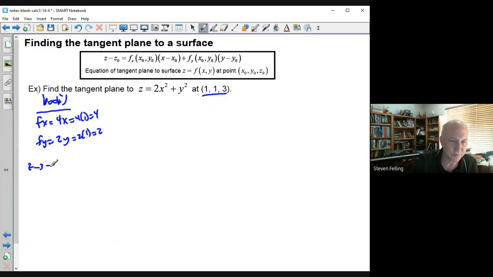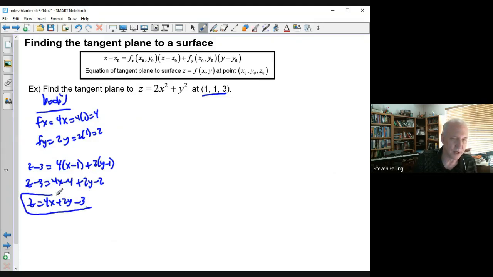z minus 3, the slope in the x direction is the derivative there, and then x minus whatever the x0 is. And then you could take the derivative here too, and then it's y minus 1. So that would give me the equation. If I wanted to, I could solve that by multiplying out, like this: z minus 3 equals 4x minus 4. If I wanted it to look more like a traditional equation, z equals 4x plus 2y, and then I've got minus 6, and I take back 3, so I have minus 3.